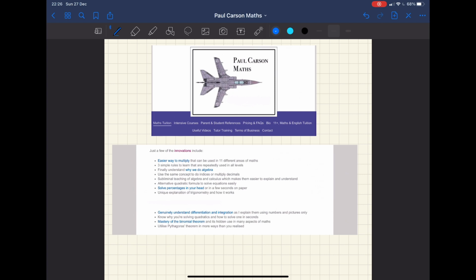Unique explanation of trigonometry and how it works. So again, at school they have the famous SOHCAHTOA, but why? Where does that come from? So we're going to look at, for that, the importance of tangent. Why is tangent the most important one? Did you know it was? Then sine and then cosine, what they are, what they mean, and so on. So I've got some more down there, but we'll come on to those in the future.